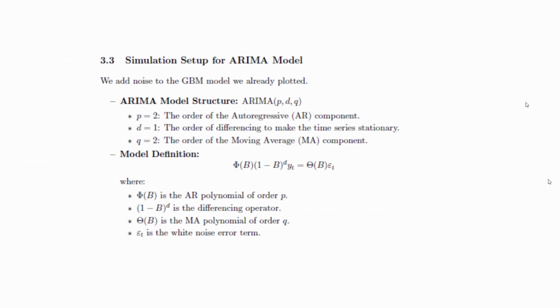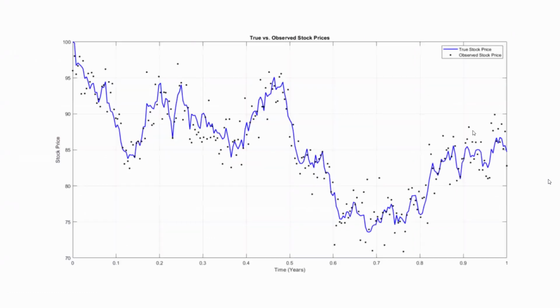We had three variables, let's say p, d, and q. p is the AR component, d is the I component, and q is the MA component. And here is the equation for it. Phi(B) is the AR polynomial of order p, (1 - B)^d is the differencing operator, and theta(B) is the MA polynomial of order q. Et is the white noise error term, as you can read.